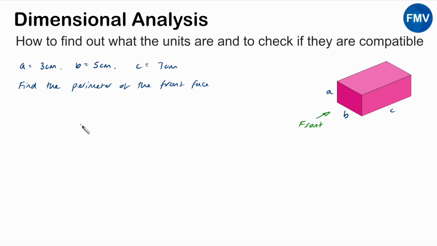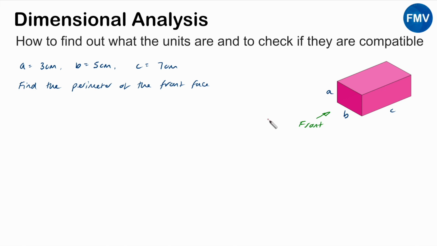Before we start, what's dimensional analysis? All that is making sure that units are compatible. We can't be adding area to volume or volume to length. We have to add length to length, area to area, and so on. So we're making sure we're not combining the wrong types of units.